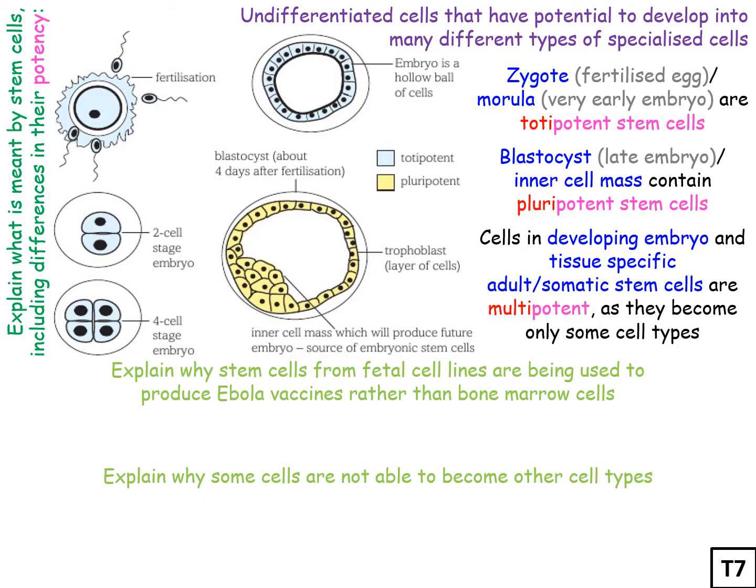And they become only some cell types. So they're already partially specialized. They can't become every type of cell. They can only become certain types of cell.